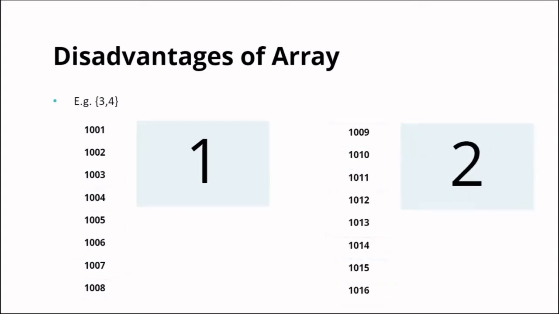We have 4 bytes available at 1005 to 1008. And we have another 4 bytes available at 1013 to 1016. So all in all we have 8 bytes available, but the problem is it's not contiguous. That's why even if we have enough space, we cannot accommodate 3 and 4. That's where the linked list comes into the picture. Let's see how the linked list organizes its data to solve the problem.